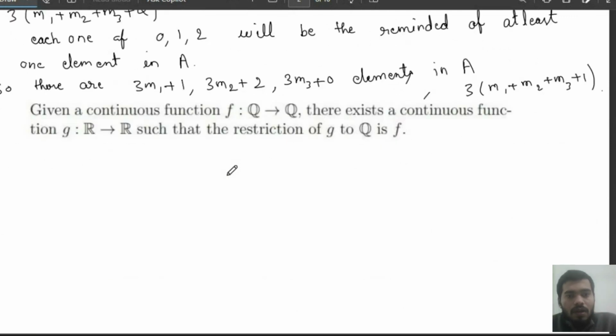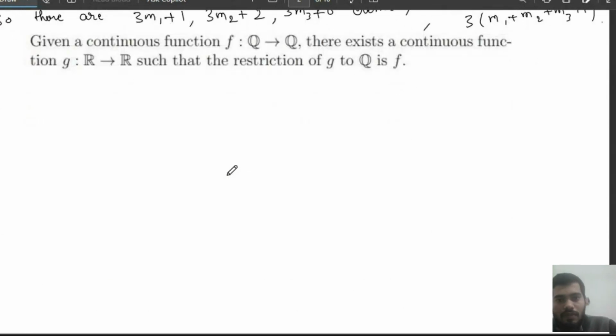Okay. Let me begin with this. Given a continuous function f from Q to Q, there exists a continuous function g from R to R such that the restriction of g to Q is f. Is it possible? Any guesses? Any guess from anybody? Yes, no. Actually, it is not possible.